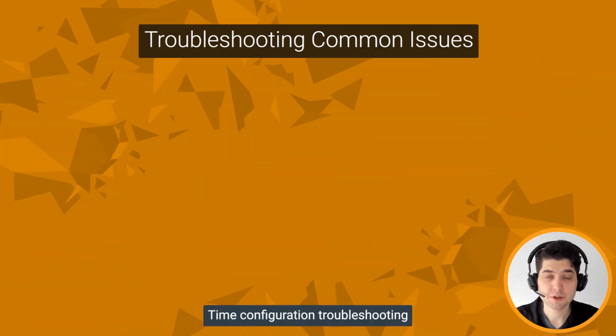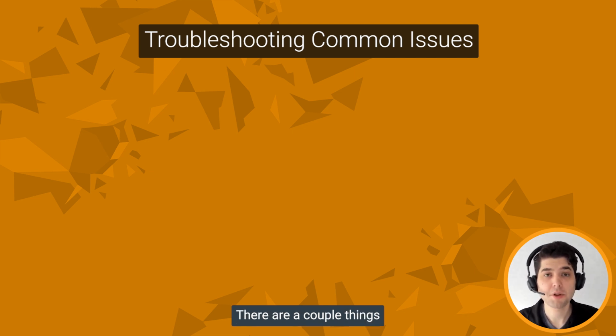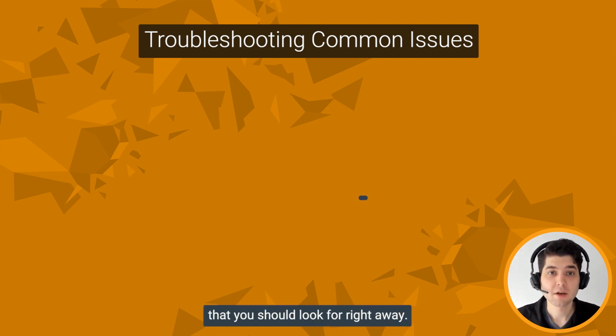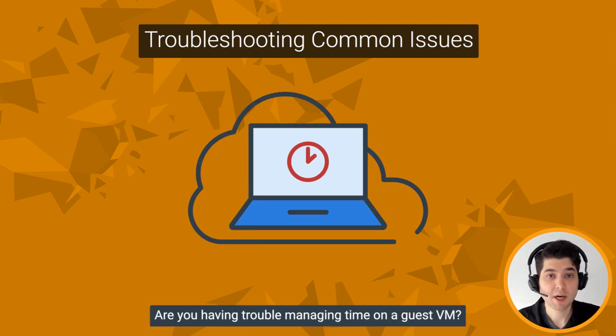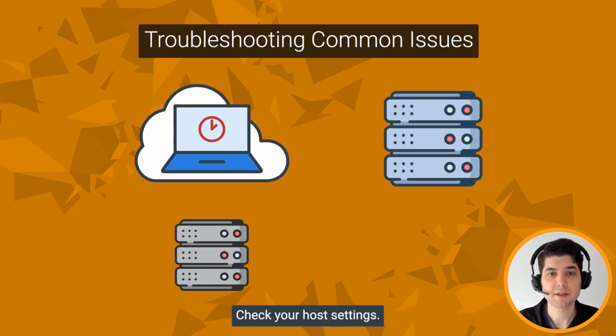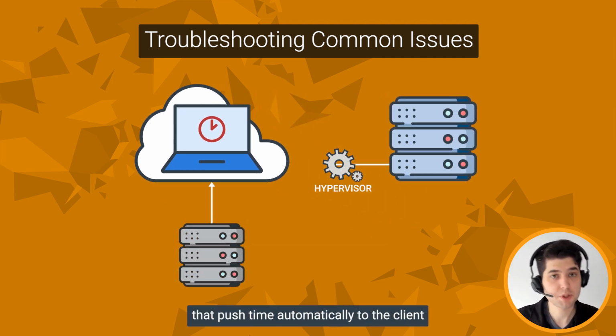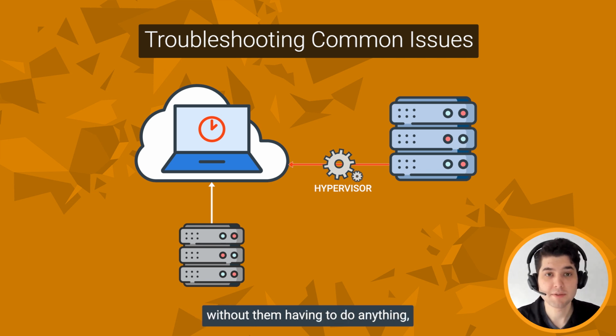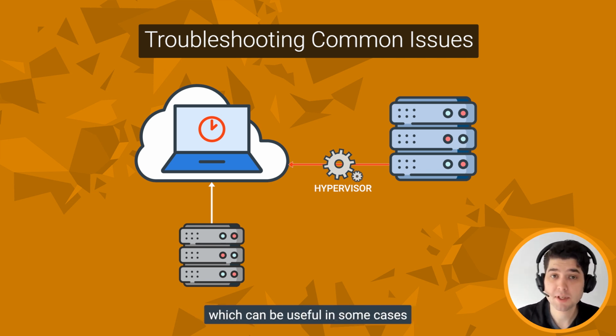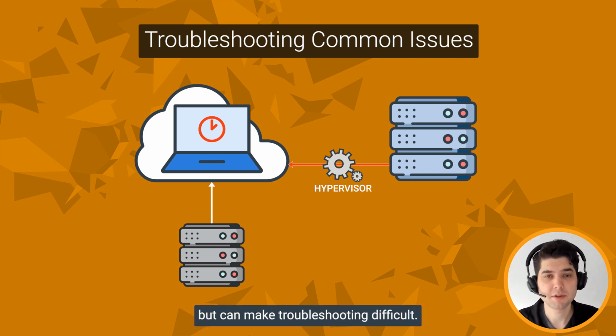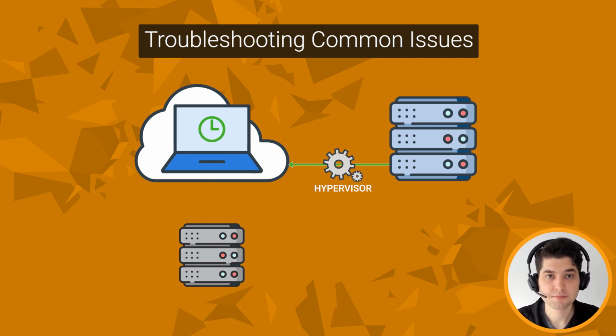Time configuration troubleshooting doesn't have to be hard. There are a couple things that you should look for right away. Are you having trouble managing time on a guest VM? Check your host settings. Most hypervisors have time configuration settings that push time automatically to the clients without them having to do anything, which can be useful in some cases, but can make troubleshooting difficult. So definitely take a look at that first to make sure your guests are not gathering time from their host.